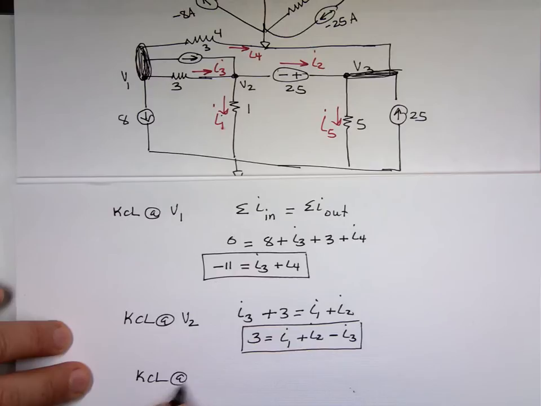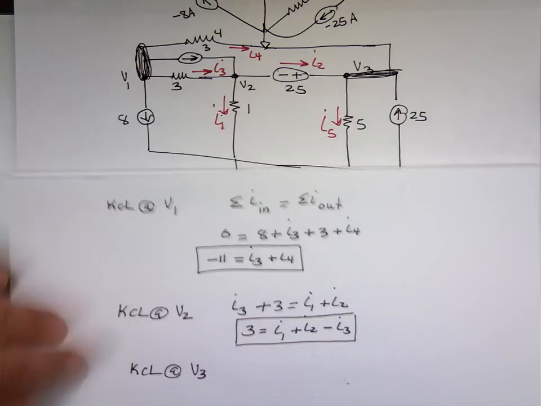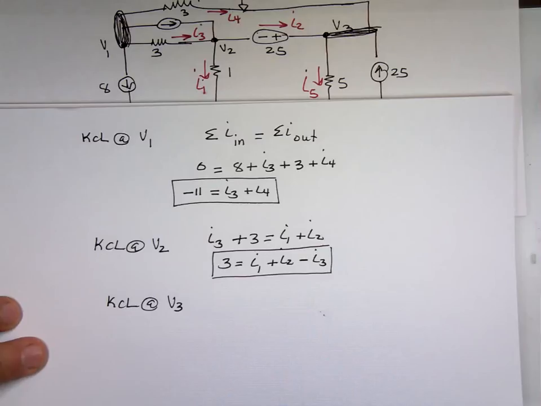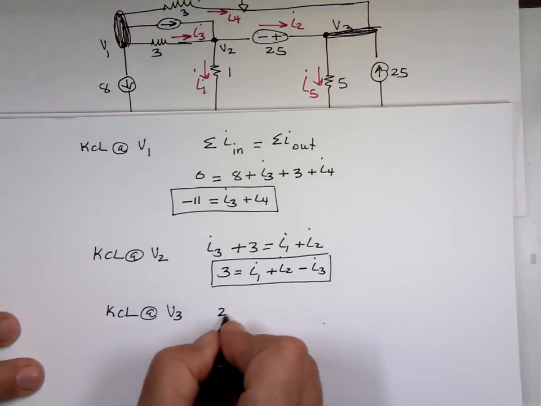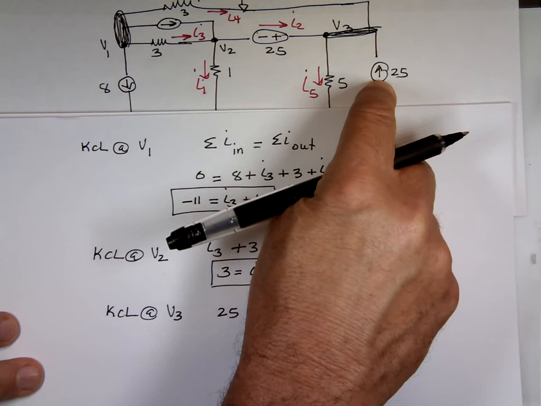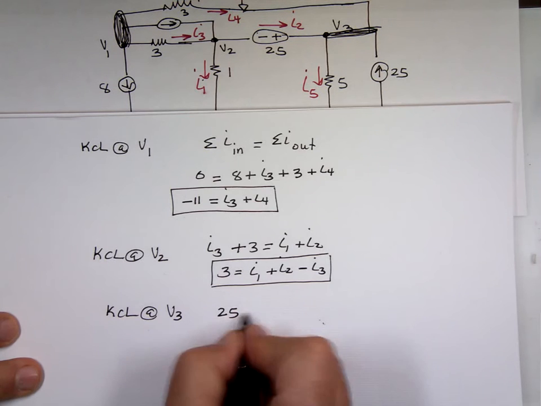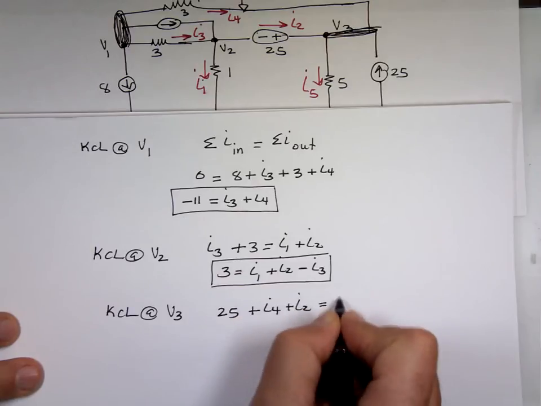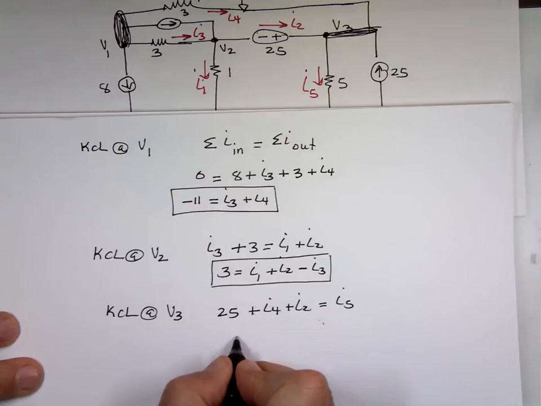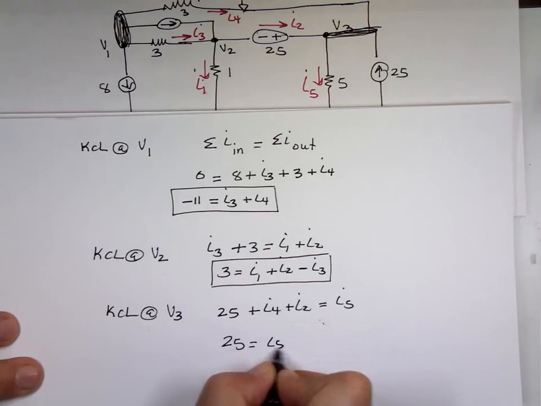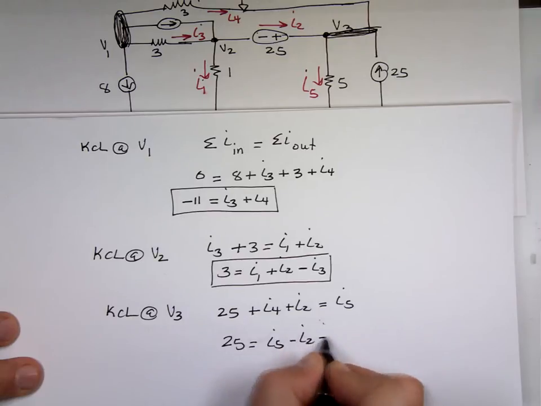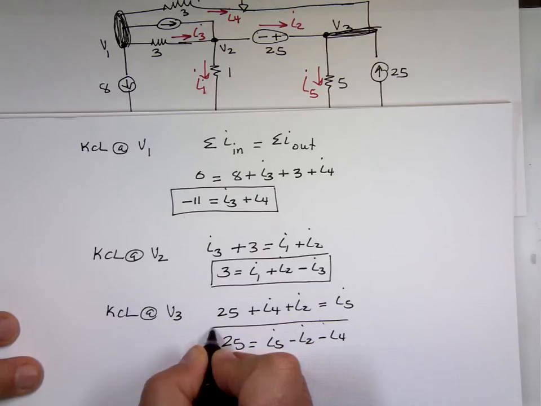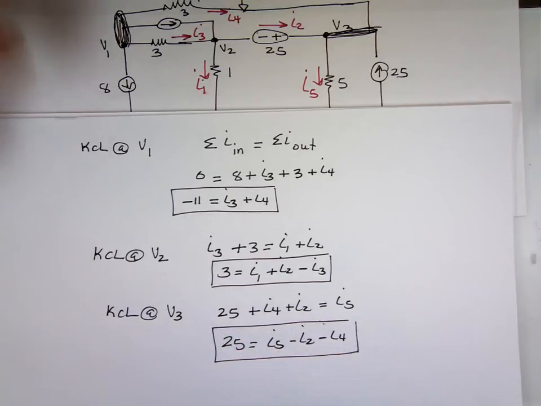KCL at V3. What is going to that node? I see 25. You see it right here? I see I sub 4 and I sub 2. And what's leaving? I sub 5. Clean it. 25 equals I sub 5 minus I sub 2 minus I sub 4. Again, we have 3 equations by how many unknowns? 5. We can't do it.